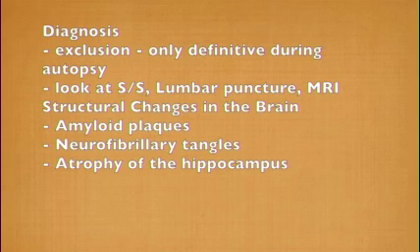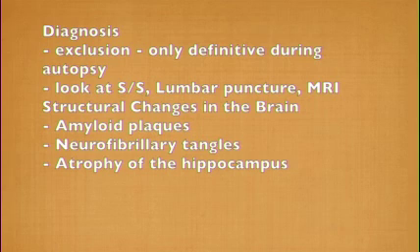Alzheimer's disease is typically diagnosed by exclusion. The only 100% way to know if a patient had Alzheimer's is by doing an autopsy. When assessing a patient, it's important to look at their signs and symptoms. We can also do diagnostic tests to look for signs of Alzheimer's disease.